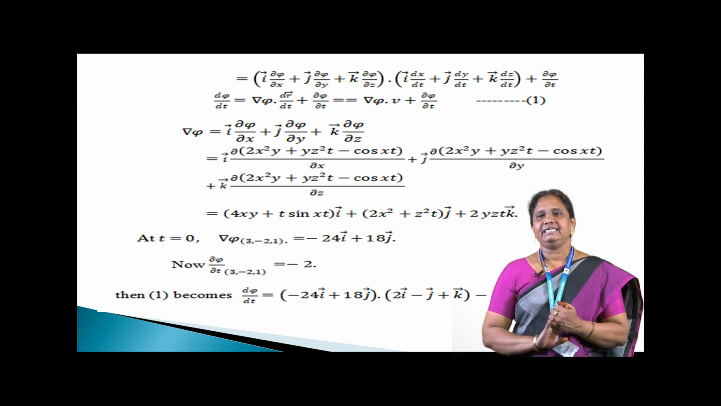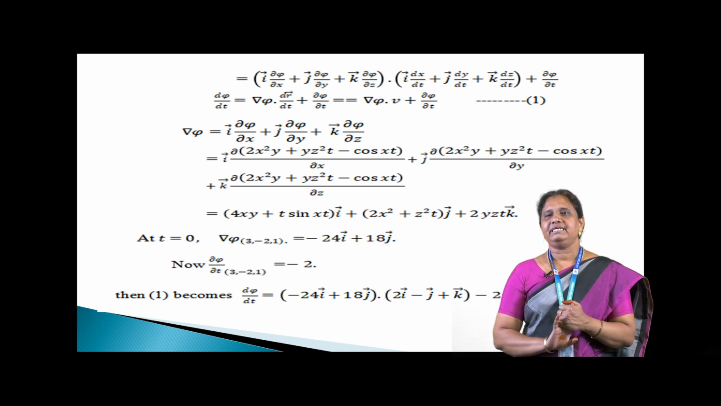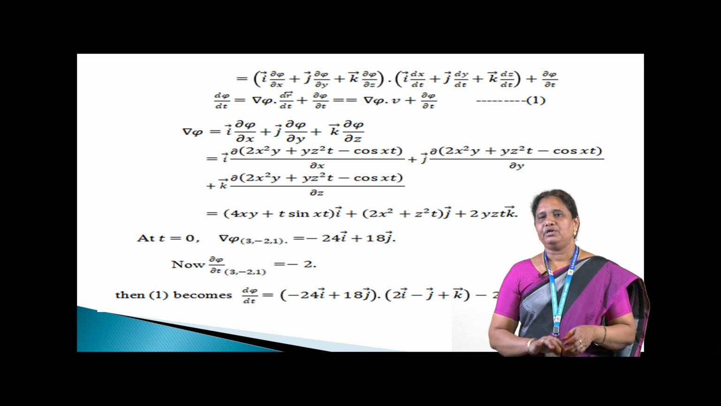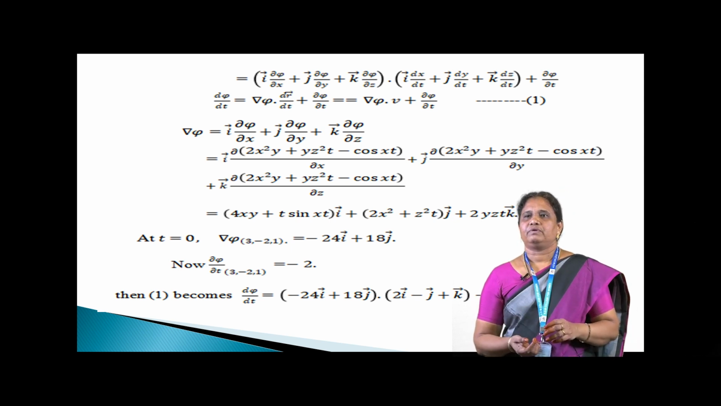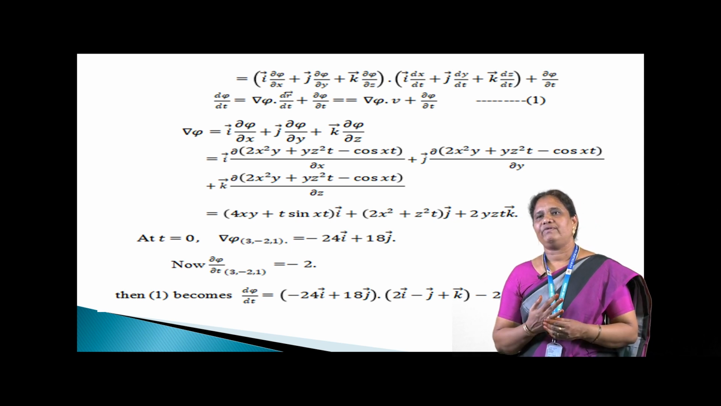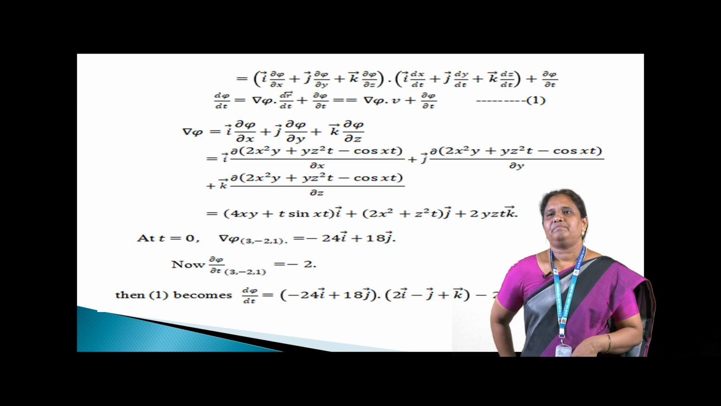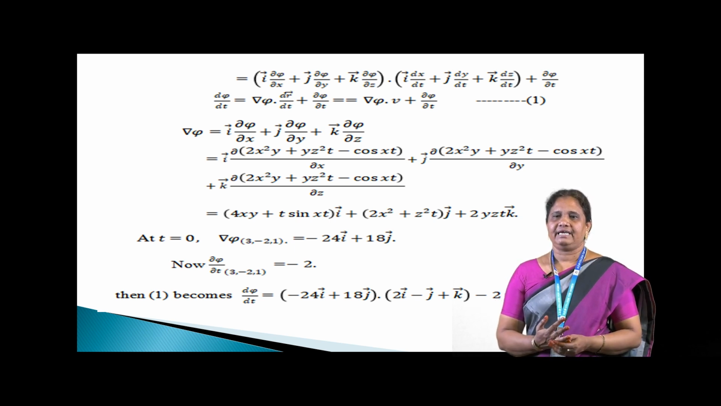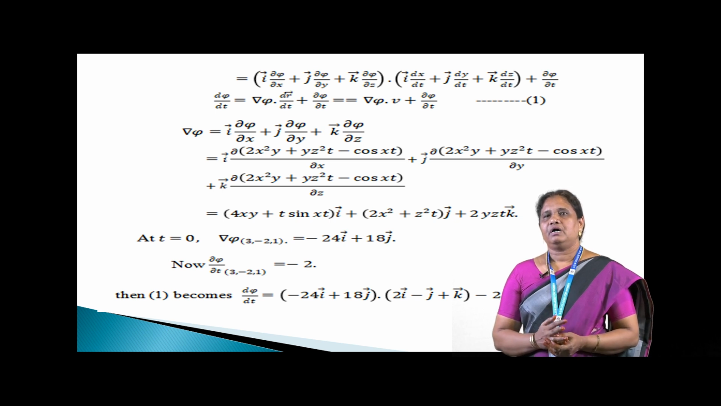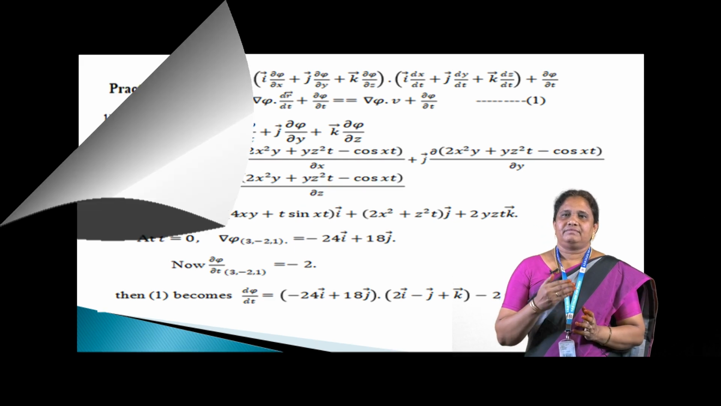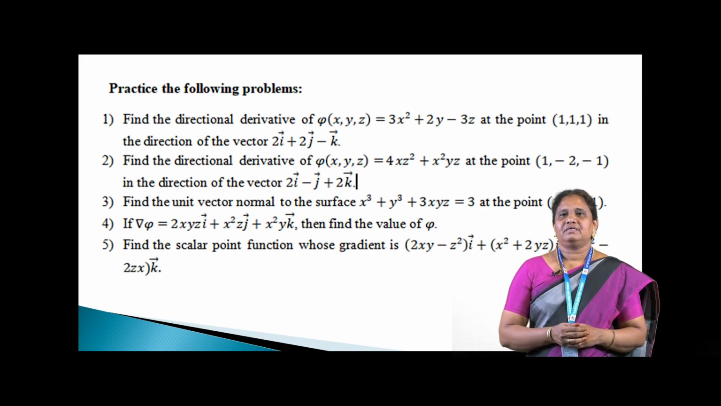Therefore, equation 1 becomes d phi by dt is equal to del phi, that is minus 24i plus 18j, dot the V vector 2i minus j plus k vector, and dou phi by dou t is minus 2. Therefore, plus the value becomes minus 2, and the final answer is minus 68. We can check it. Now, we have seen nearly 7 problems, I think. We can practice all these problems in the same manner using the formula given above.